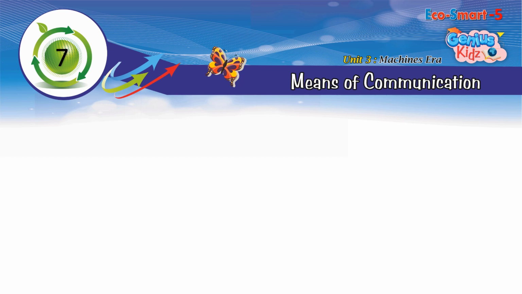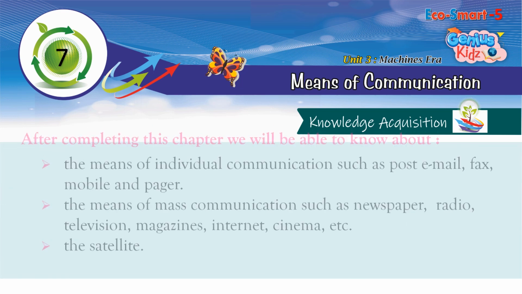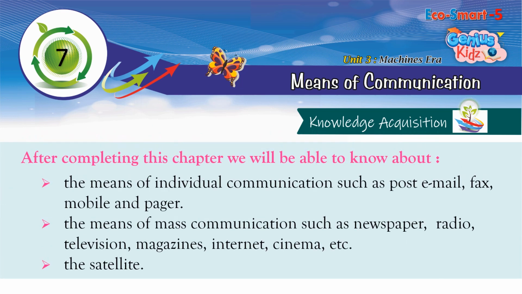Lesson 7. Means of communication. Knowledge acquisition. After completing this chapter, we will be able to know about the means of individual communication such as post, email, fax, mobile, and pager. The means of mass communication such as newspaper, radio, television, magazines, internet, cinema, etc. The satellite.